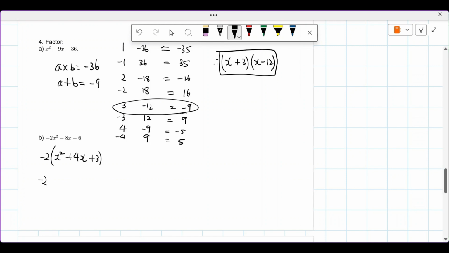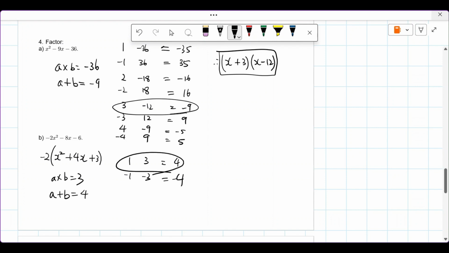So therefore, two numbers that multiply to a times b is 3, and a plus b is 4. Well, it could be 1, 3, or negative 1, negative 3. That's it. And the sum is going to be like that. So that's the 1, 3. So therefore, my final answer is negative 2 times x plus 1, x plus 3. That is my final answer.